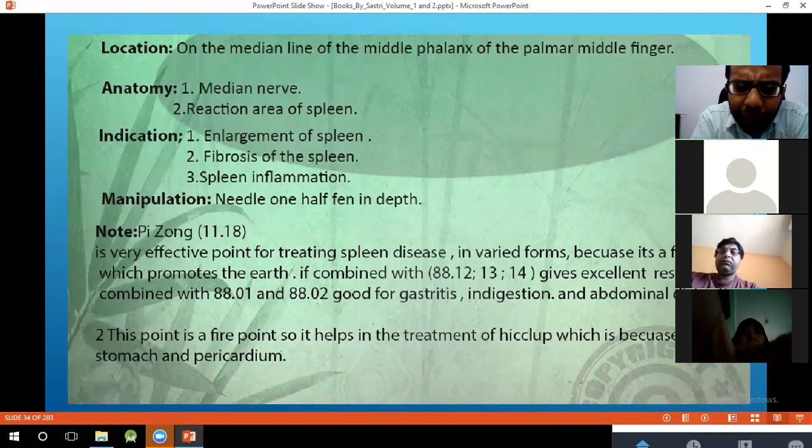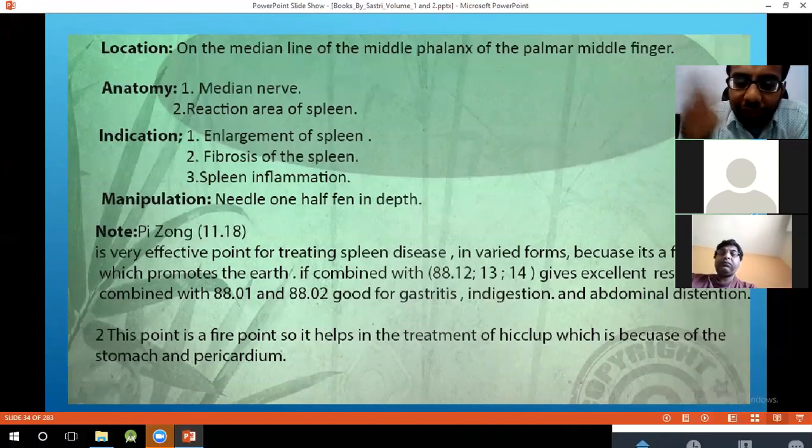So if you want to achieve a very good result in splenomegaly, spleen inflammation and fibrosis of the spleen, combine 11.18 with 88.12, 13 and 14. And then for gastritis problems, combine 88.01 and 88.02 with liver 2 and 11.18. This gives very good results.